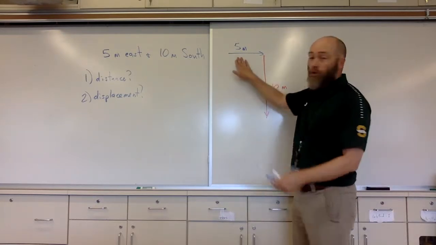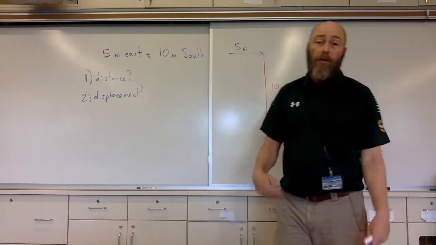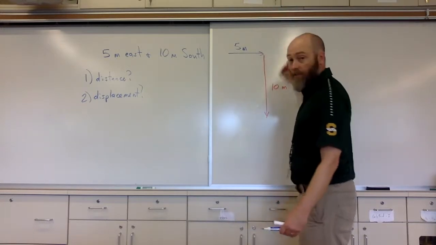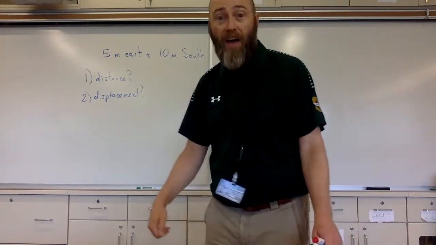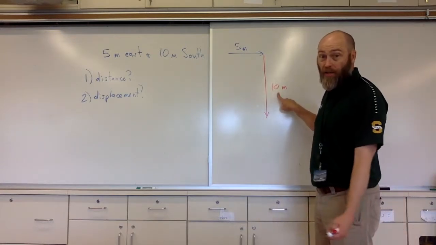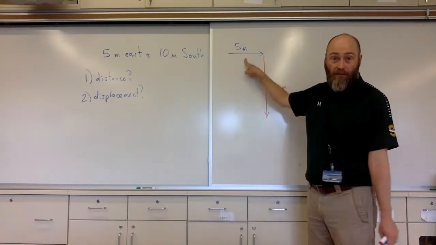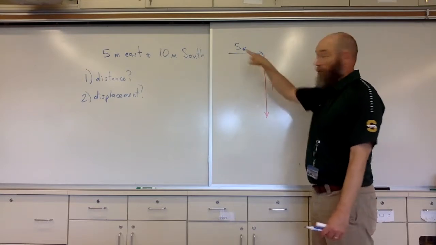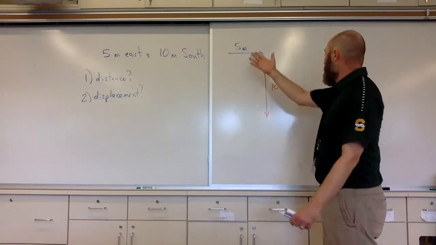Number one, I drew arrows. If you don't draw arrows, you don't know if you are putting them tip to tail. Because remember, to add vectors, you have to add them tip to tail. Number two, I made the 10-meter one, at least I tried to make it, twice as long as the 5-meter one. Why? Because 10 is twice as big as 5. So there you have it.